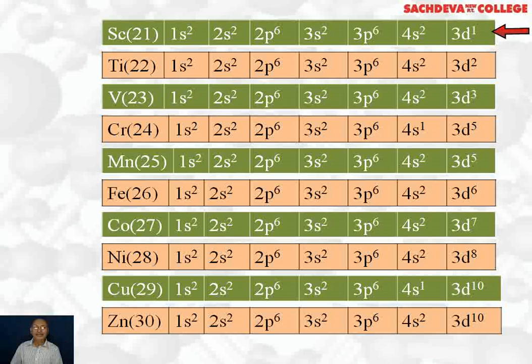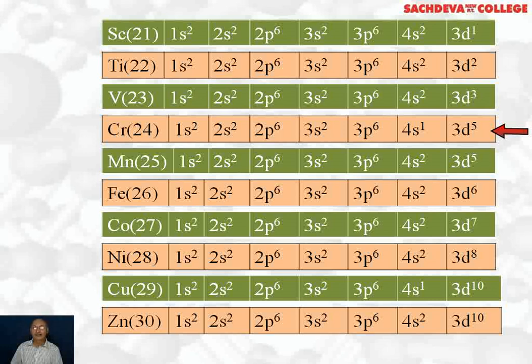Now we come to scandium 21. 1s2, 2s2, 2p6, 3s2, 3p6, 4s2 is filled. Now the next electron goes to 3d orbital. And 3d orbital can accommodate up to 10 electrons. So here it will be 3d1. In titanium, it is 3d2. Vanadium 3d3. Now chromium expected was 4s2 3d4, but actual is 4s1 3d5.